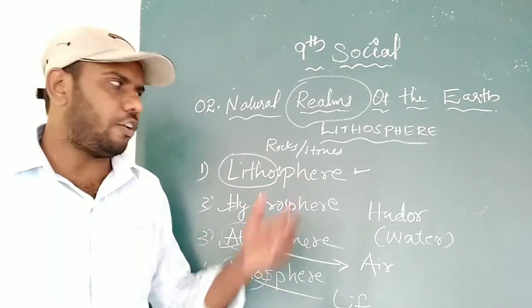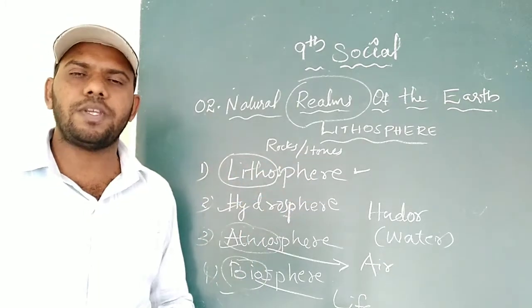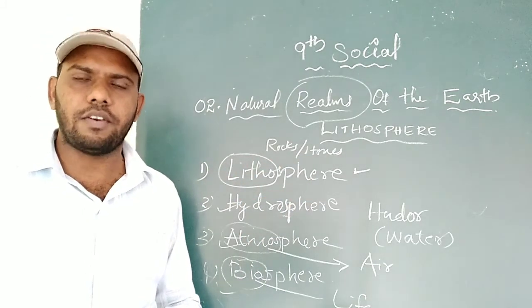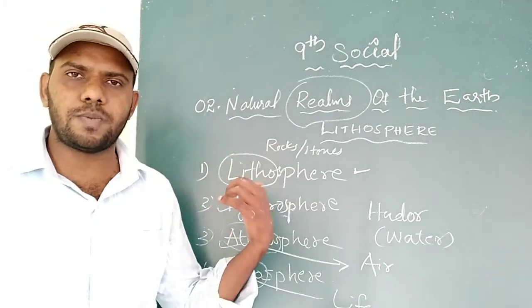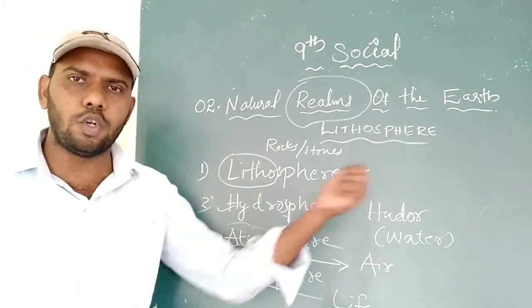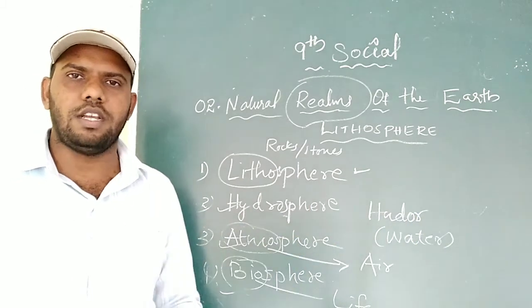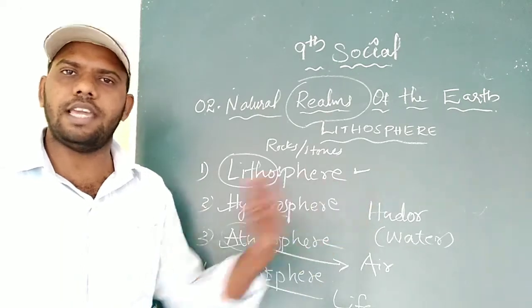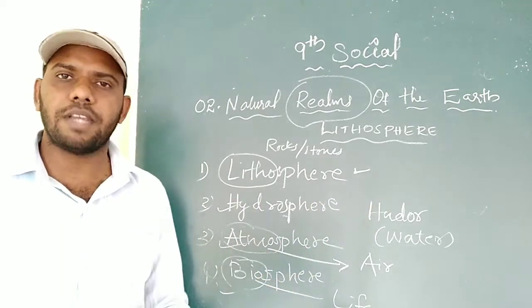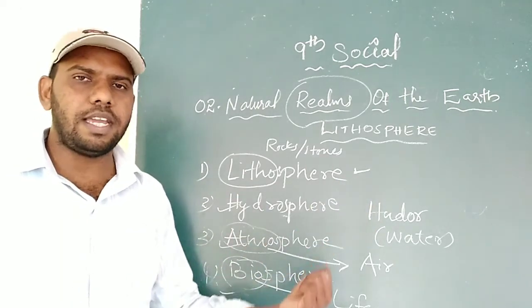You can write also: the lithosphere is derived from the Greek word litho, meaning rock or stones. Hydrosphere is derived from the Greek word huder, meaning water. Atmosphere is derived from the Greek word atmos, meaning air. The biosphere is derived from the Greek word bio, meaning life.